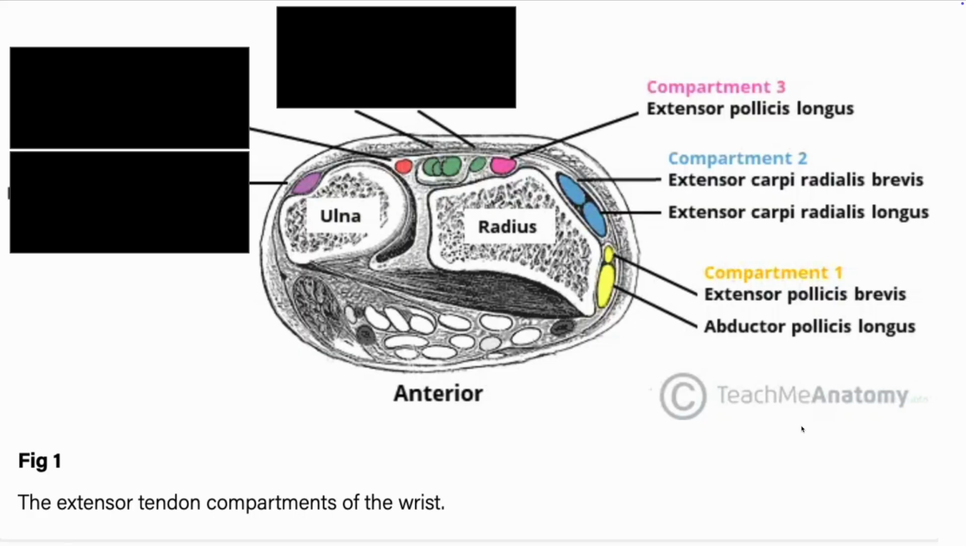For the third one is the extensor pollicis longus. The extensor pollicis brevis was already in compartment 1, so the extensor pollicis longus has to go somewhere, and it's just going to jump over compartment 2 and into compartment 3.